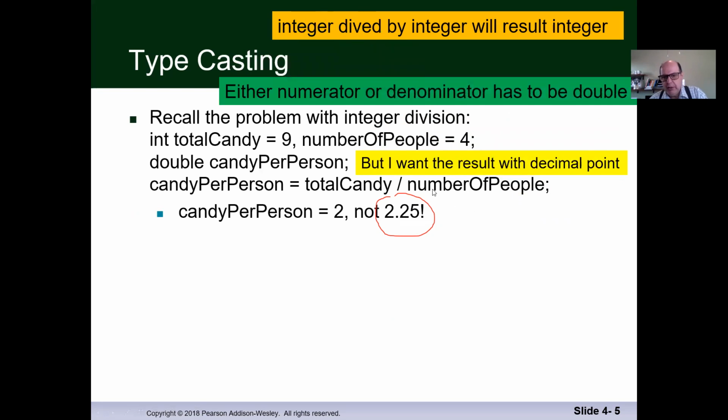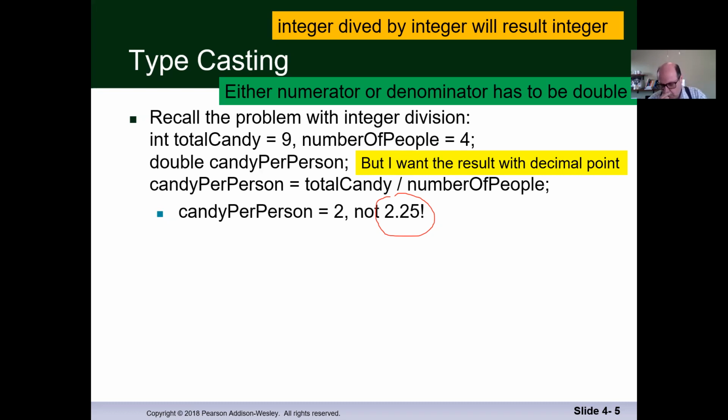I have to make either my numerator or denominator to be double. So when we have any kind of equation, C++ automatically promotes things to the larger type. So it's going to give you a warning, but it's not going to be an error. So if I have a mixture of integer and double, my integers become double. If I have a mixture of character and number, my character becomes number. So this is going to be automatically happening.